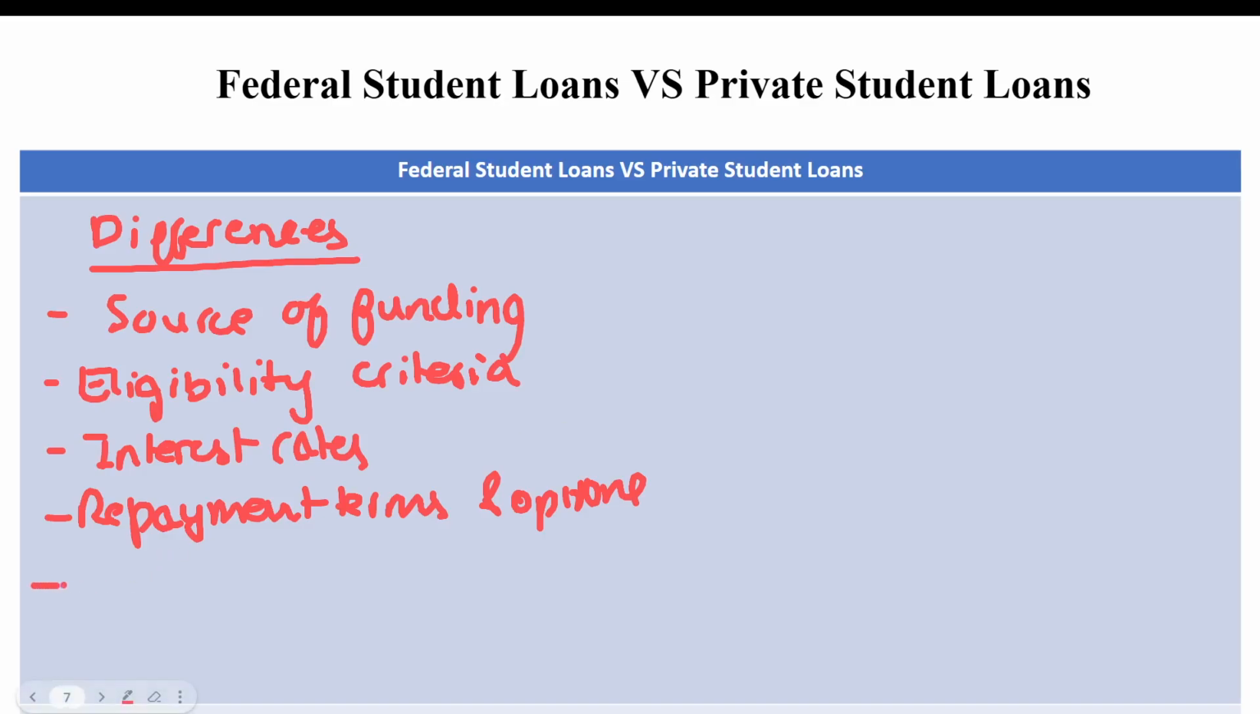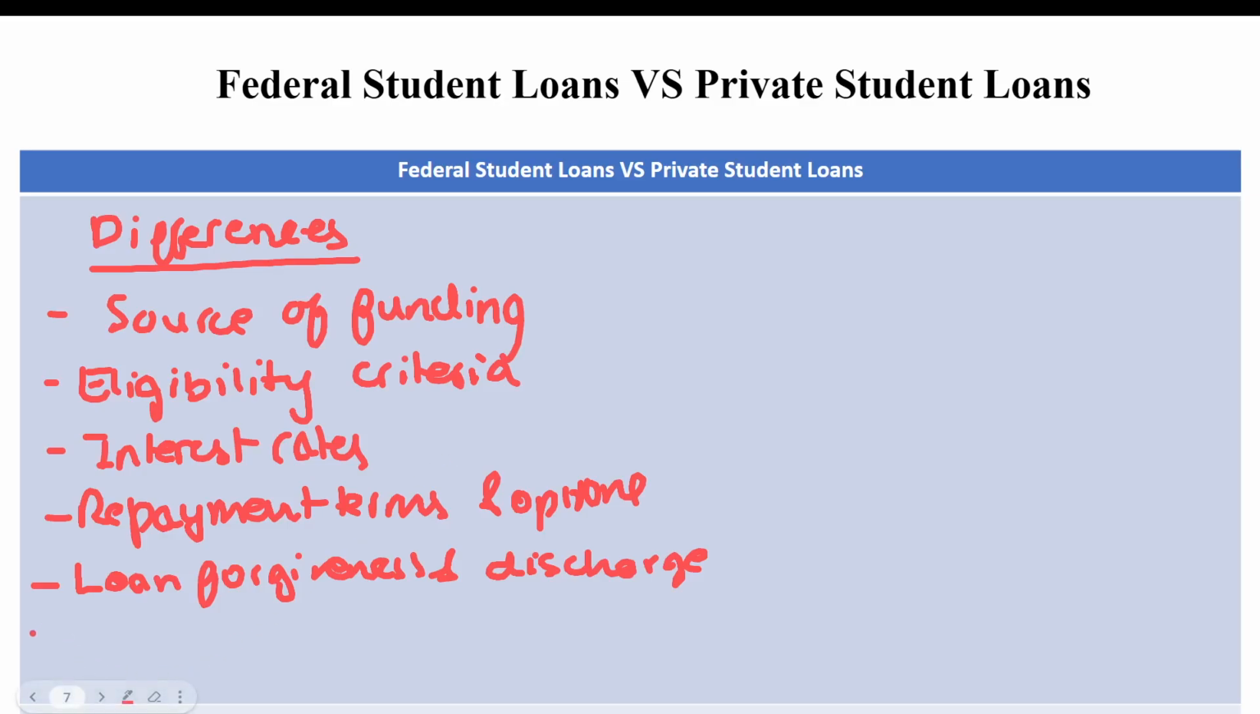Then we have loan forgiveness and discharge. Federal student loans are eligible for programs like public service loan forgiveness and teacher loan forgiveness, and certain federal loans can be discharged under specific conditions like total and permanent disability or school closure. Private student loans rarely offer forgiveness or discharge options. Some lenders may forgive loans in the case of death or permanent disability, but this is not guaranteed.